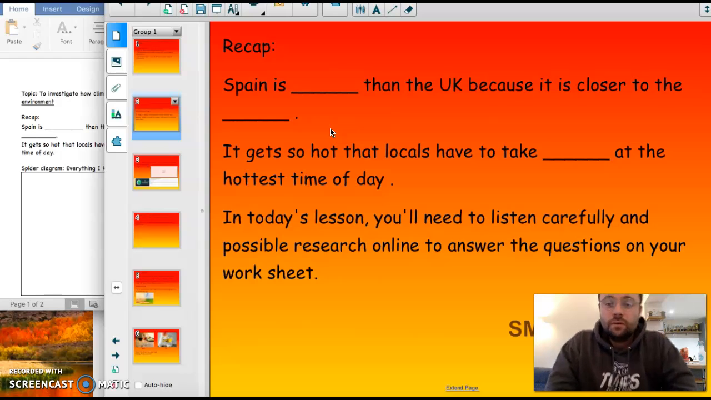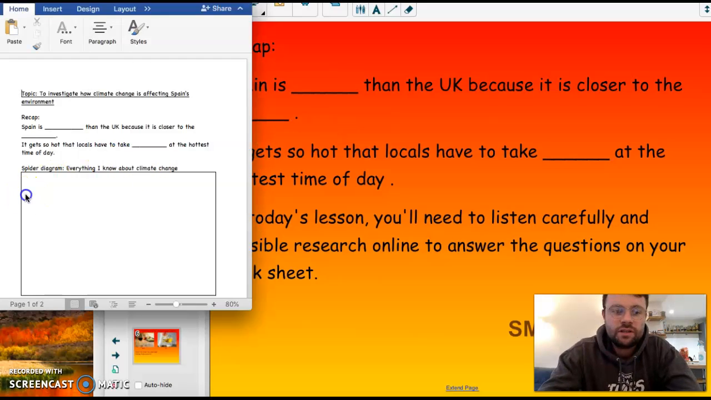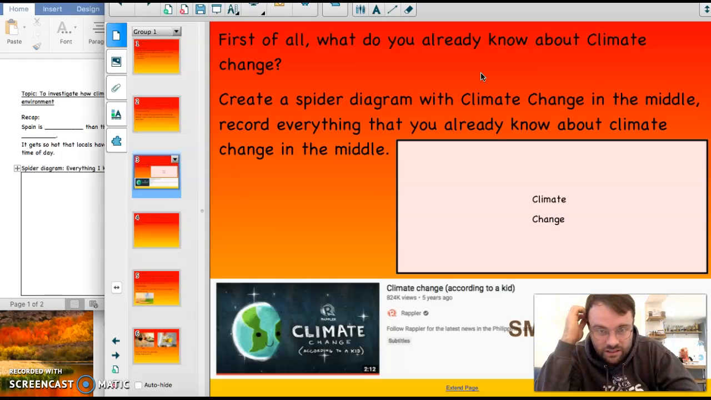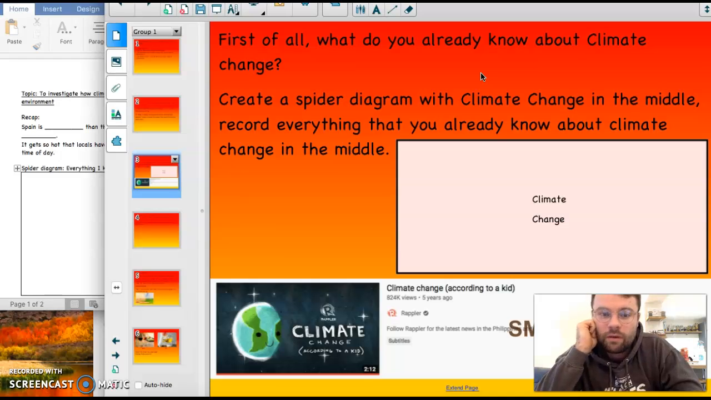Okay, in today's lesson, you'll need to listen carefully and possibly research online to answer the questions on your worksheet, which is over here. Okay, so here we go. First of all, what do you already know about climate change? Now, this is something that you have looked at already at St. Stephen's. What I'd like you to do is create a spider diagram with climate change in the middle and record everything that you already know about climate change.